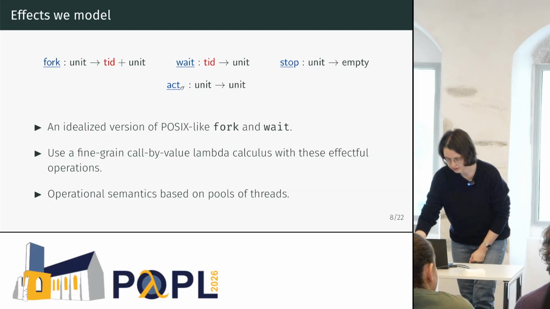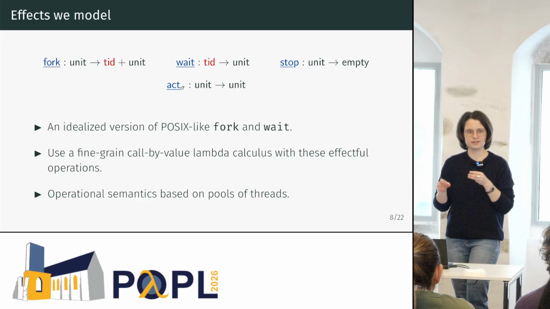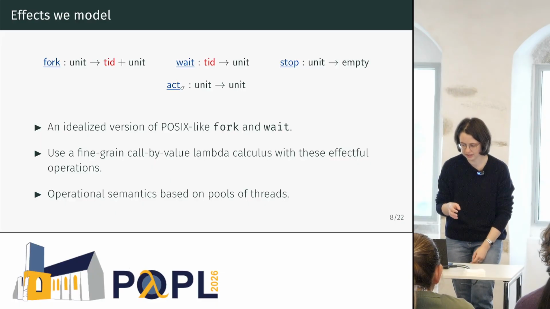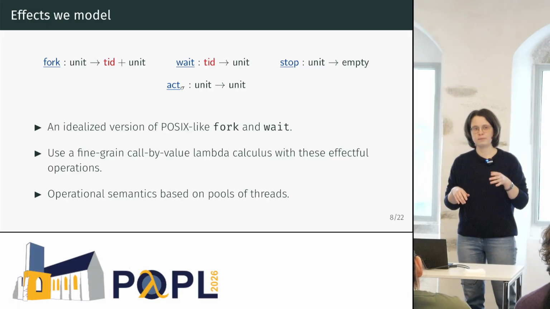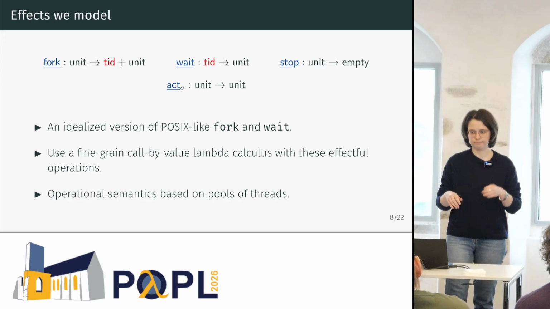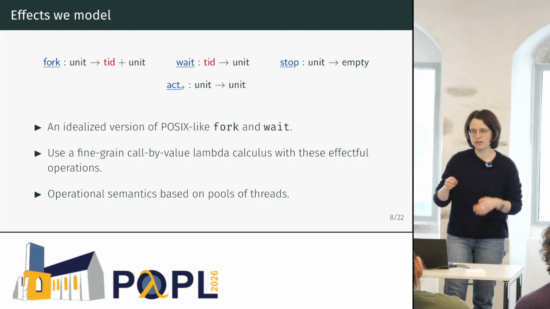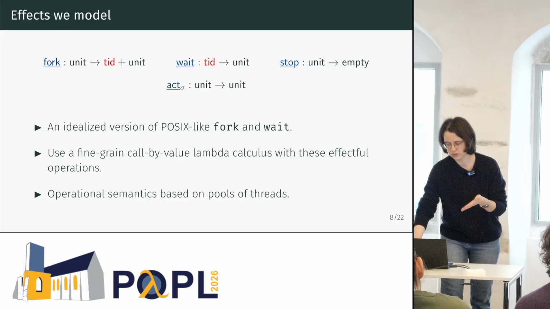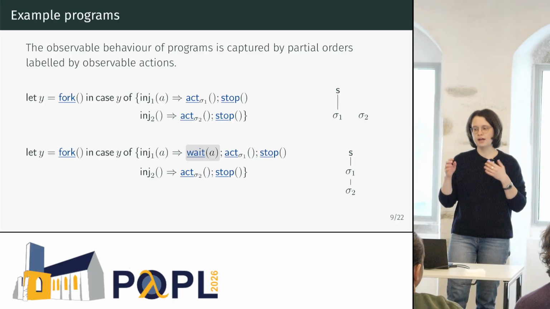Okay. So maybe you can see that this looks like a very idealized version of forking and waiting from POSIX, and this provided some inspiration. But what we are modeling is a fine-grained call-by-value lambda calculus with these 4 effectful operations. And the operational semantics is based on pools of threads. But I'm not going to show you the whole operational semantics, but I want to show you just some examples.